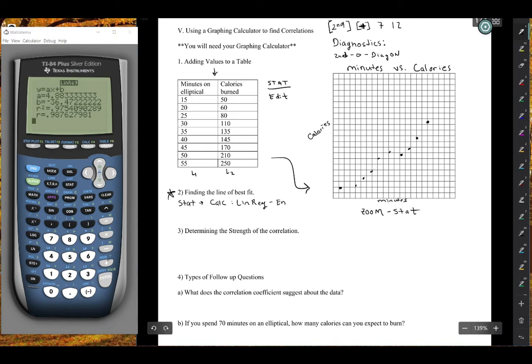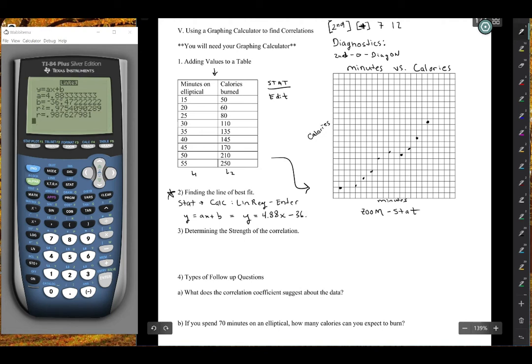You're just going to be substituting in the a and the b value. So we have y equals ax plus b. And really, all we're doing is substituting in 4.88 for a. So y is equal to 4.88x, and you can use 2 decimal points, minus 36.47. That is the equation of the line of best fit.